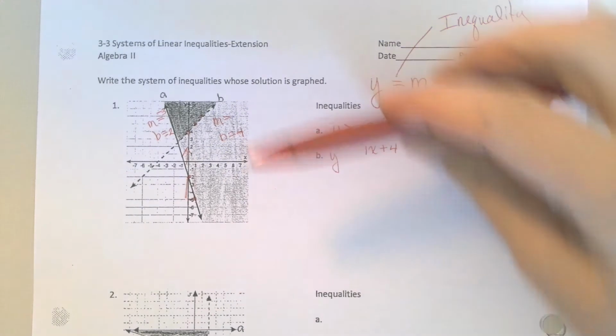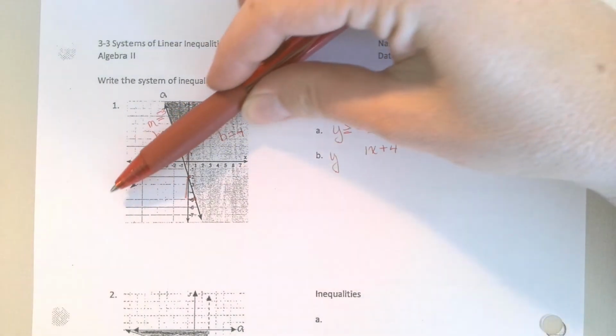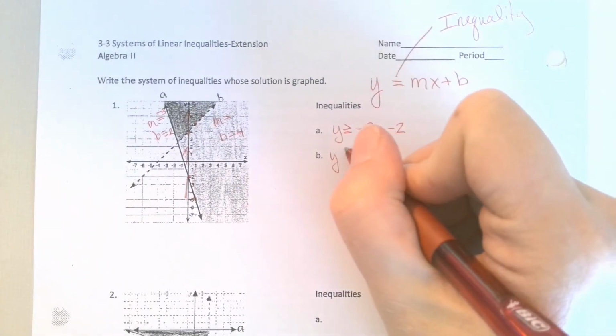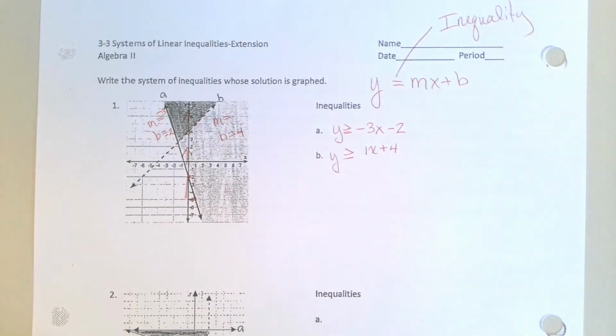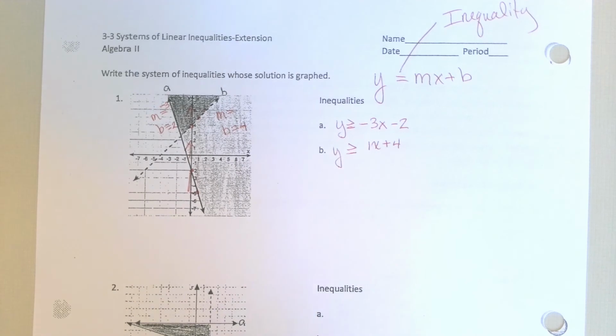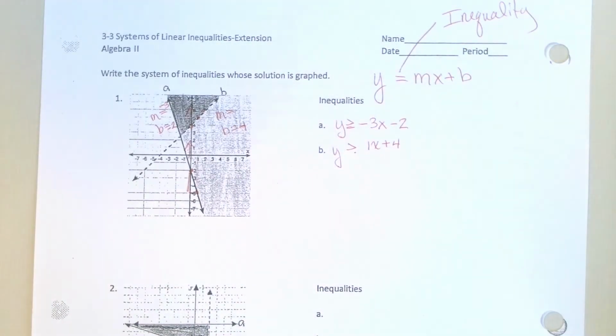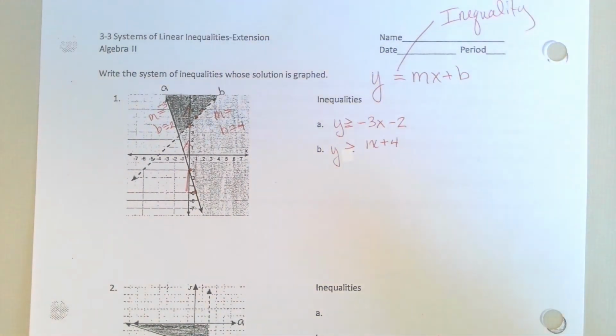All right, this one is dashed, and it is shading going this direction, which again is going up the y-axis. So y is greater than, or oh, not equal to. Y is just greater than. Okay, so again, the best we can with reading these graphs.